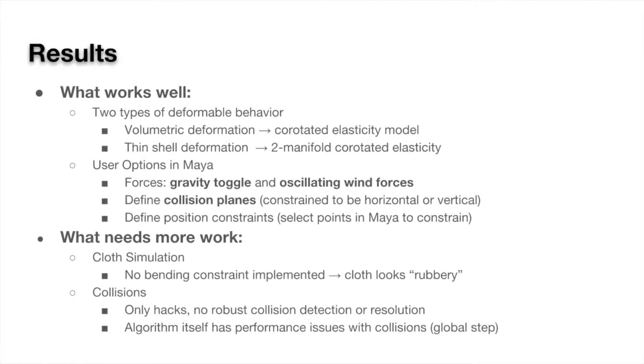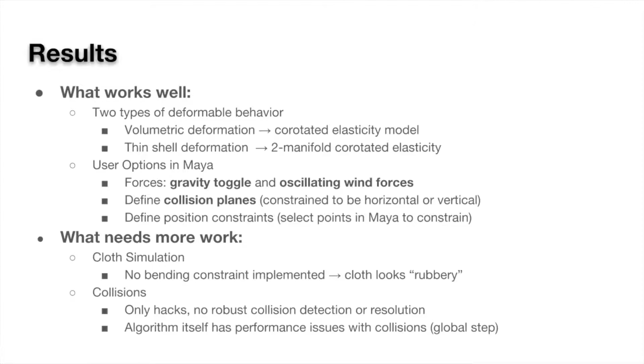So what does QuikDeform do well? As you saw from the title slide, it can provide rich elastic deformation for both volumetric meshes and thin shells. We achieve this using the classic co-rotated elasticity model for 3D strain and a two-manifold projected version of this strain in 2D. Additionally, the users have some really rich capabilities within the QuikDeform Maya node. A user can choose external forces like gravity and wind, as well as defining the aforementioned collision planes by simply clicking on planes in the Maya environment. Unfortunately, these are currently restricted to horizontal and vertical planes, but we found this is sufficient for now. Finally, a user can point and click on specific vertices to constrain them during simulation using our point constraints.